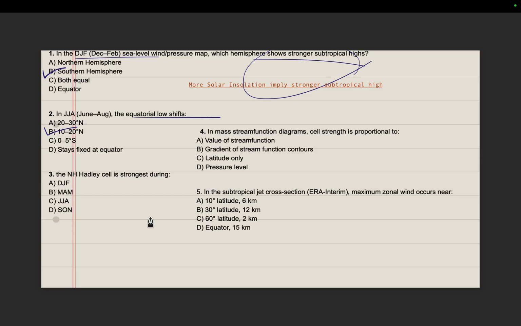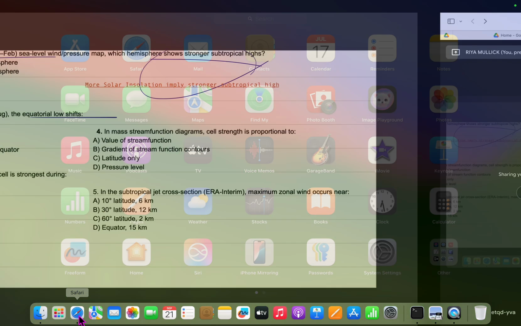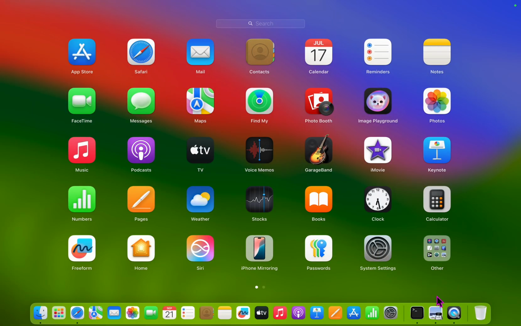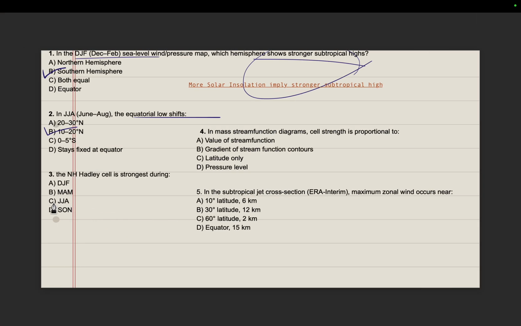The Hadley cell becomes strongest when there is a summer hemisphere. Yes, C. In the summer hemisphere, the Hadley cell becomes strongest. So the option will be C.